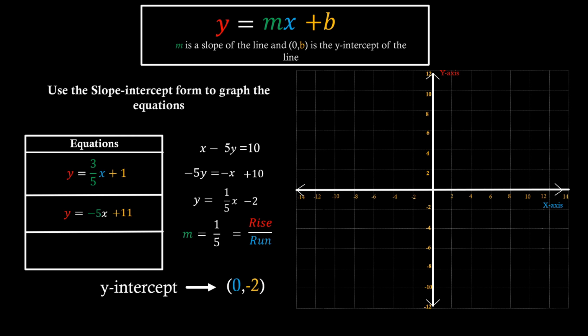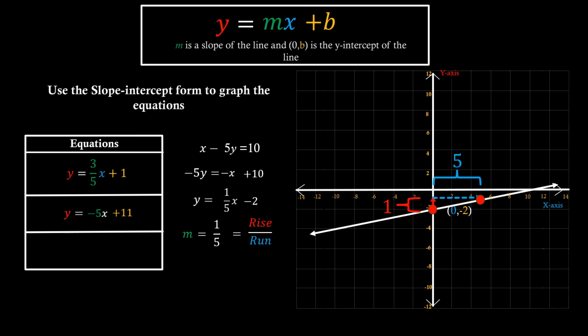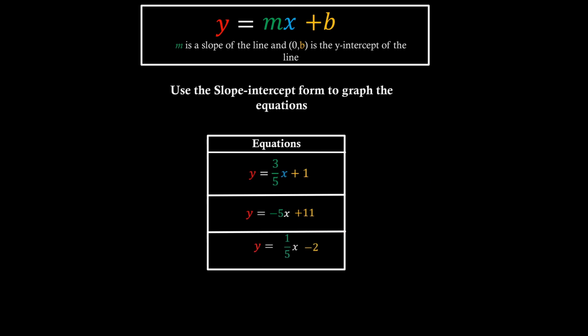We plot the point and then move up 1 unit, and then move to the right 5 units, and then place a point. With these 2 points, we can graph the line. So that's how you can use the slope-intercept form to graph the equations.